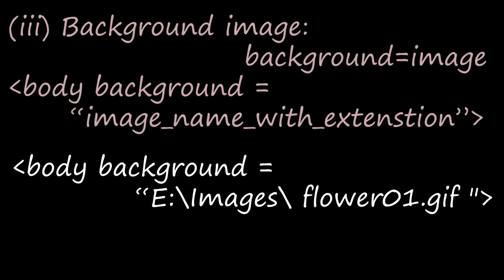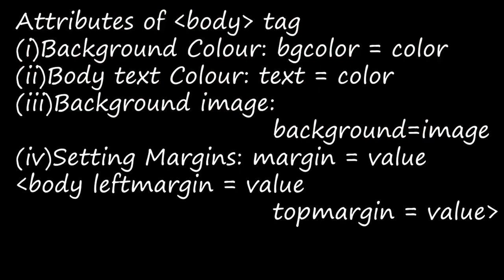And the next one, setting margins. Setting margins means you will have to give the value of the margin. For that, you have to give margin is equal to value, right? The margin refers to the blank area from the left or the top edge of the browser window, right? Generally, there is no default margin in the browser settings. If you want to leave some space as margin to the left, or you want to leave some space at the top, you can use left margin or top margin, right?